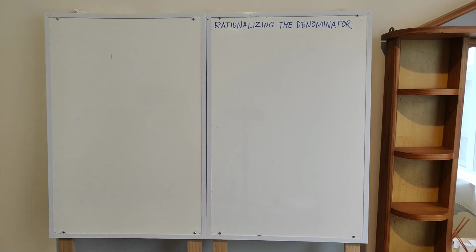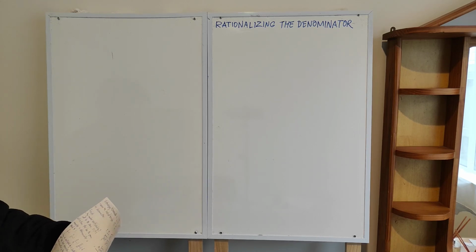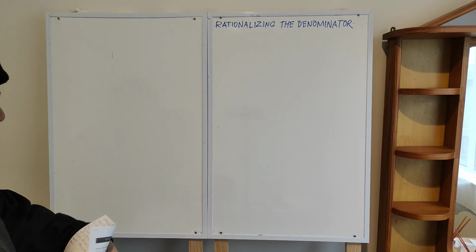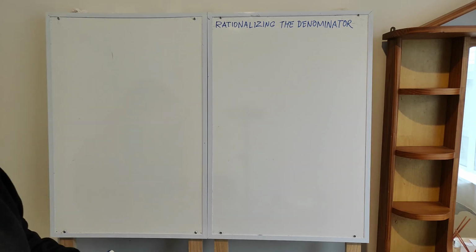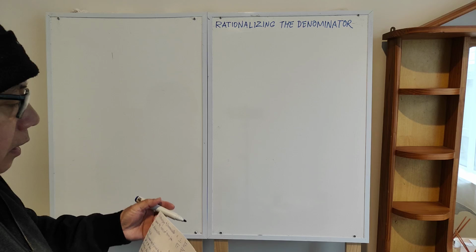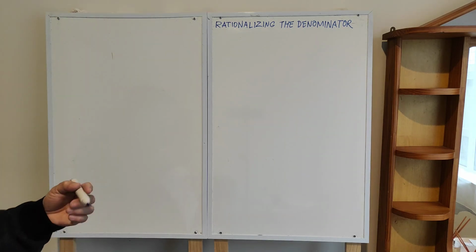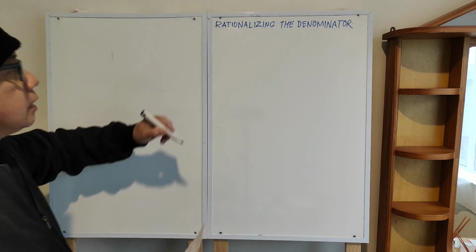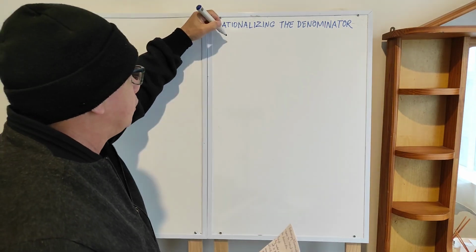Rationalizing the denominator means to remove the radical terms from the denominator. First, I'd like to explain the principles involved in using the process to show that the number is not changed. First principle: any number multiplied by 1 will be the same number.